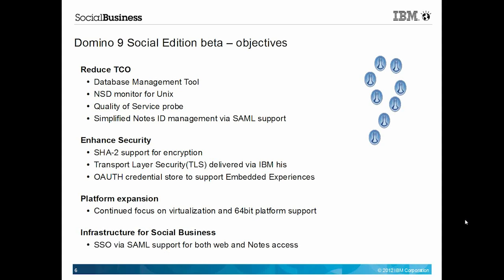There's also some security enhancements, including SHA-2 support for encryption that's been driven out of markets such as Brazil and the Czech Republic, and a credential store for OAuth, and then more single sign-on capabilities via SAML, some of the work that we had done in SmartCloud Notes, and are now bringing that into the premises product as well. On the platform side, we're going to ship our first Windows 2012 server support and 64-bit version of the Domino server on Linux. Let's move ahead.